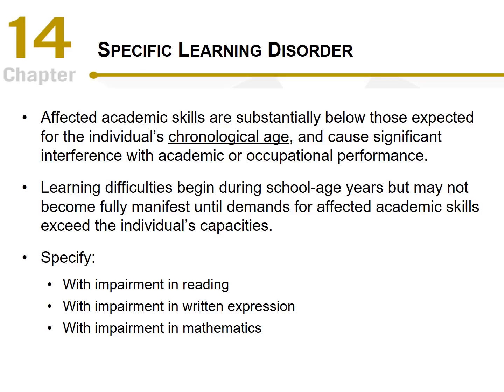Now the specifiers are really where we've gone from DSM-4 to DSM-5. So now we just have the single diagnosis, specific learning disorder, and then you would specify with impairment in reading, written expression, or mathematics, or it could be some combination of those. So it is possible to add more than one specifier in this case.